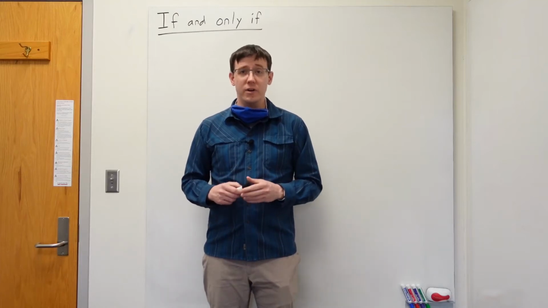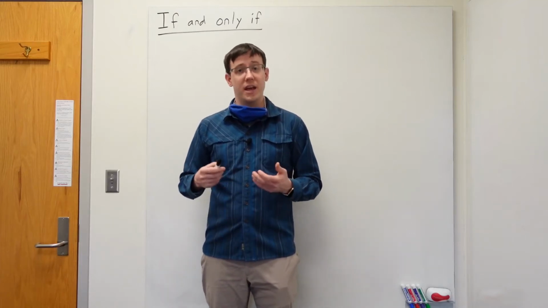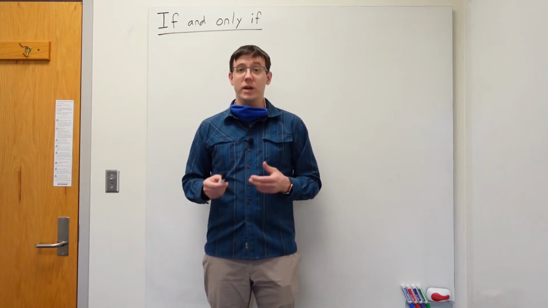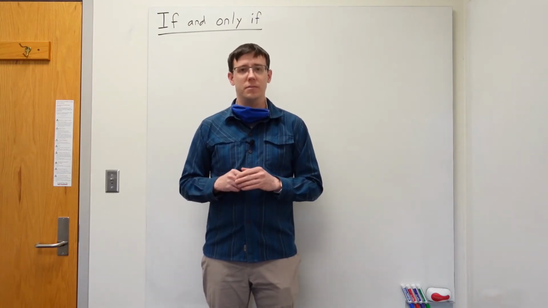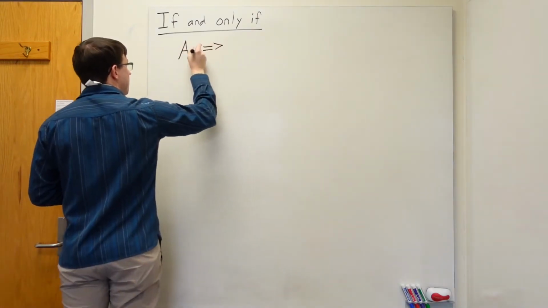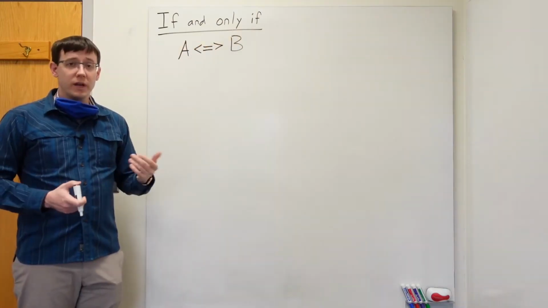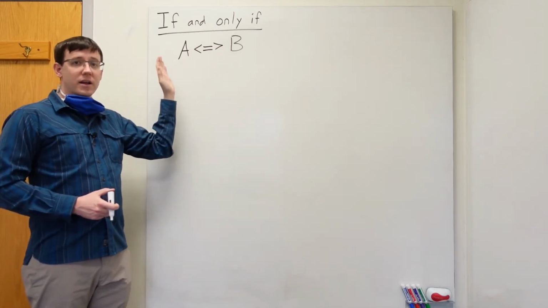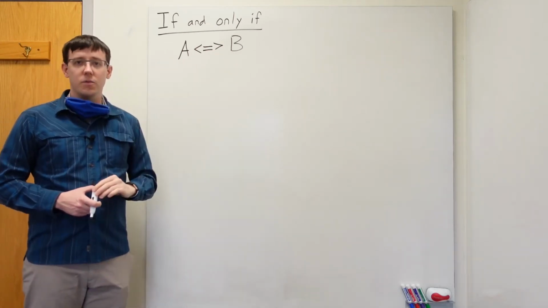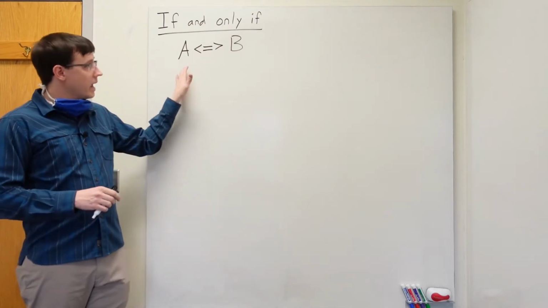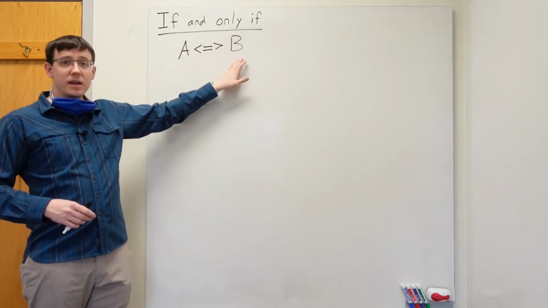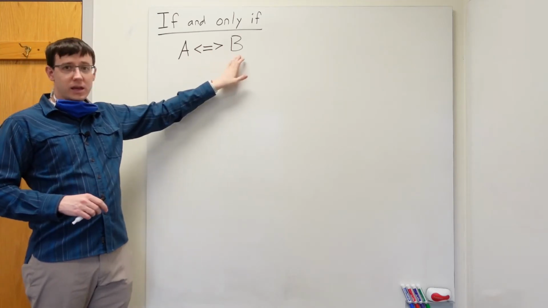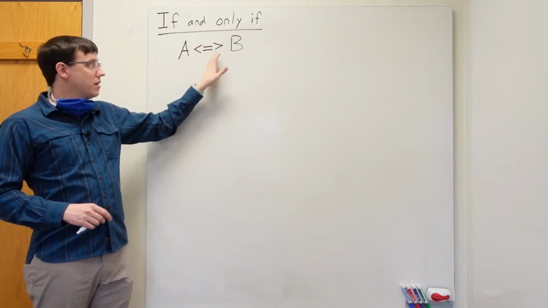In our last video, we talked about direct proofs of if-then theorems, and our first topic for today is to extend that to if and only if statements. The notation for if and only if is a bidirectional version of the if-then arrow. And this indicates that A, if and only if B, is a combination of if A, then B, and if B, then A.